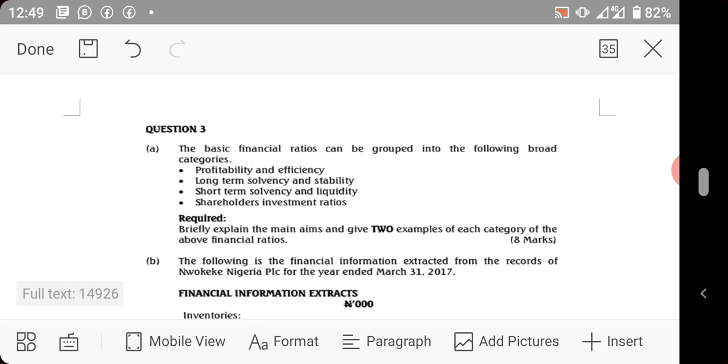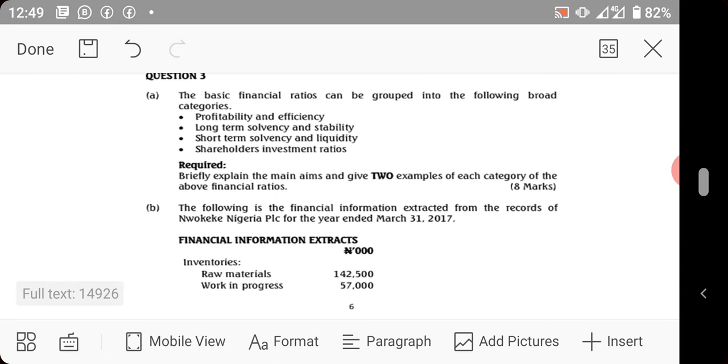They said A, the basic financial ratios can be grouped into the following broad categories. 1. Profitability and efficiency. 2. Long-term solvency and stability. 3. Short-term solvency and liquidity. 4. Shareholders' investment ratios. Briefly explain the main aims and give 2 examples of each of these categories.